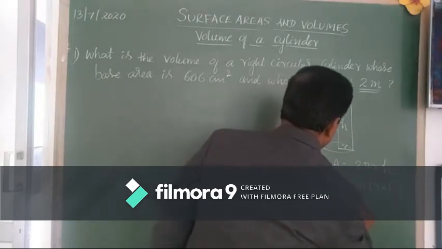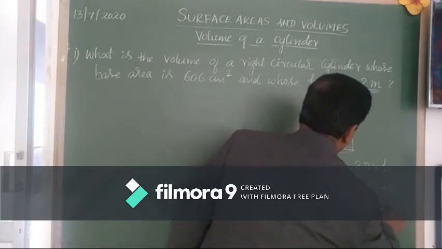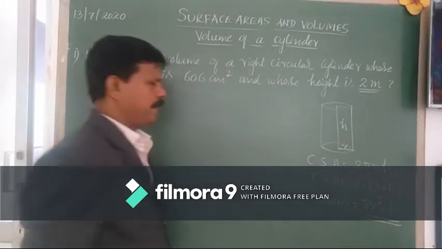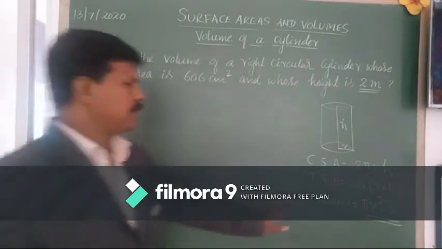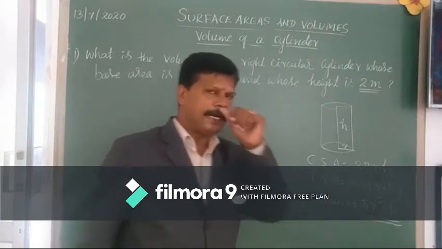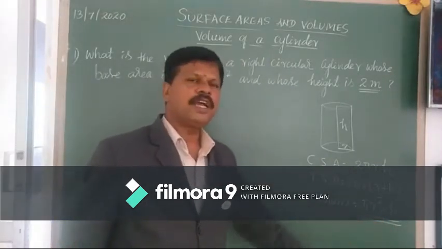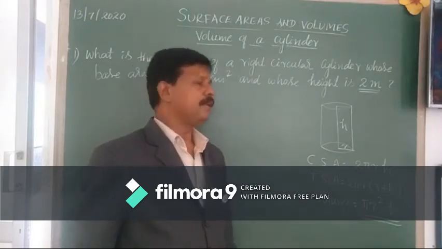Now the volume of a cylinder is given by the product of base area into height. Pi r square is nothing but the base area. It is multiplied by the height of the cylinder, so it gives the volume of a cylinder, right?